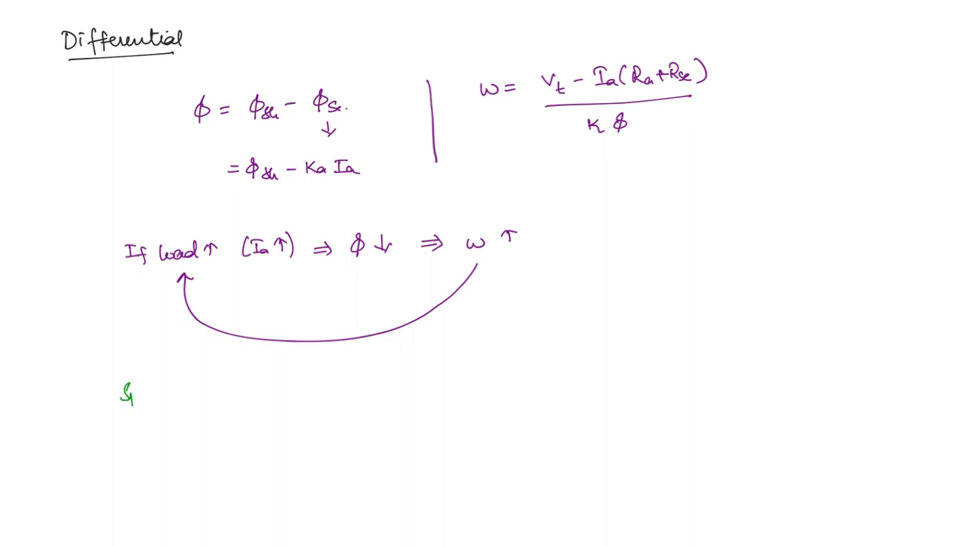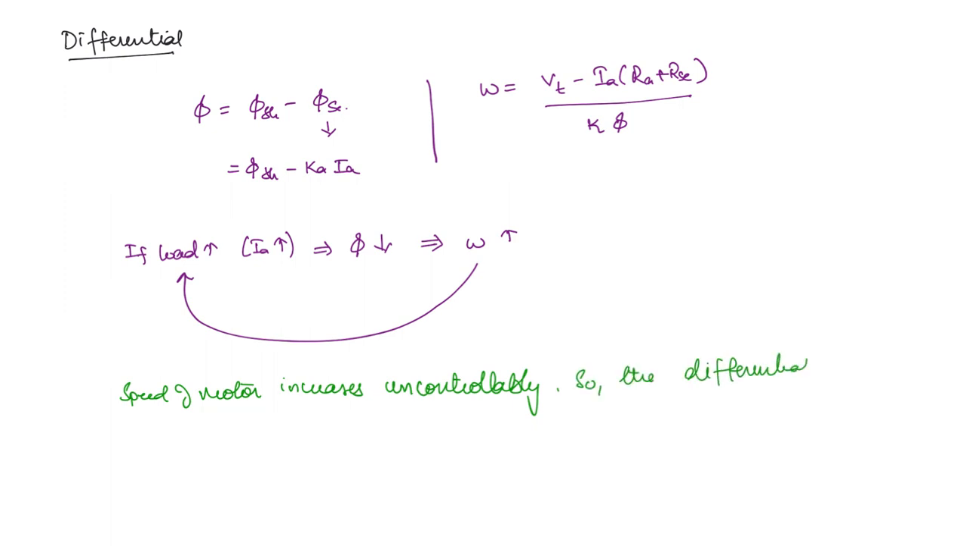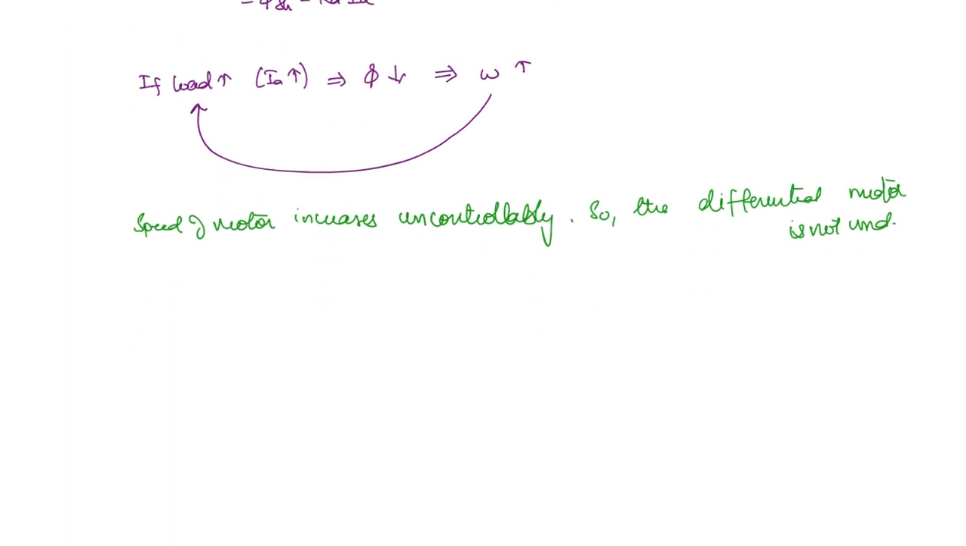So you can write: speed of motor increases uncontrollably because of the positive feedback. So the differential motor is not used in reality. Okay, but if you draw the characteristics, then how are they going to look like? The speed versus torque or the armature current, if you take, it is going to just keep increasing like this. As current increases, that is the load increases, the speed will keep rising.